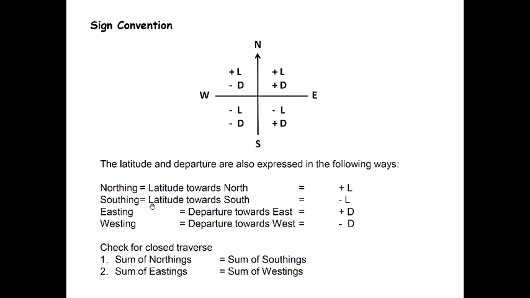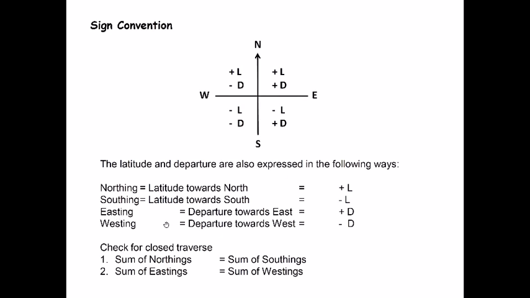So in the north, we usually call the latitudes and departures as northing, southing, easting, westing. Northing means latitude is towards the north and it's positive. Southing means latitude is towards the south and it's negative. Easting means departure is towards the east and it's positive. And westing means departure is towards the west and it's negative. So basically the same sign convention that we saw over here is repeating, but we usually represent northern latitude or southern latitude as northing and southing, eastern departure and western departure as easting and westing.